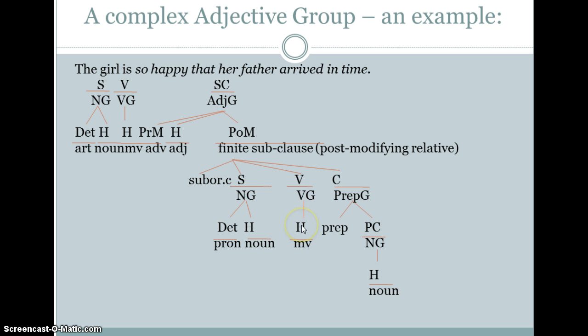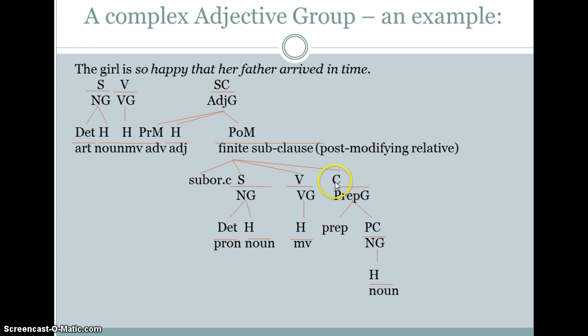If we look at the finite subclause, we'll see there's a verbal, arrived, consisting of a verb group, a simple verb group with a head consisting of a main verb. And we have a subordinating conjunction, and we have a subject consisting of a noun group with a head, father, which is a noun, and a determiner, her, which in this case is a pronoun.